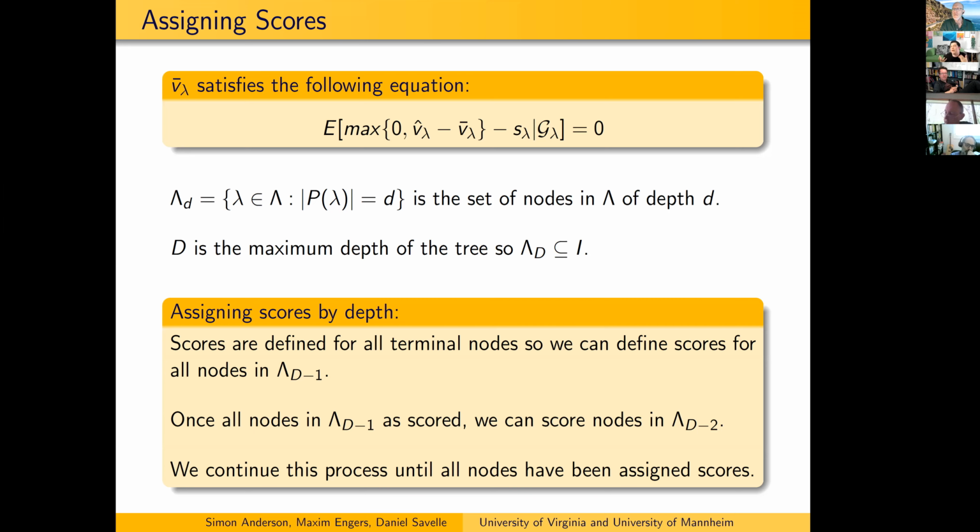The key is that because it's a tree, you can always recursively do these things, right? You can work from the bottom up. To formalize that, you can go to the deepest depth of the tree. Those are all terminal nodes, so you can score them using the fact that the score is just the value. When you've done that depth, you can go one up, and when you've done that, you can go one up, and you just march up to the root.